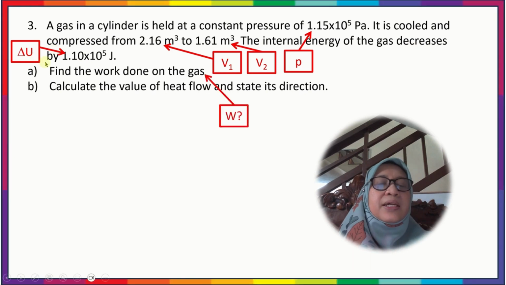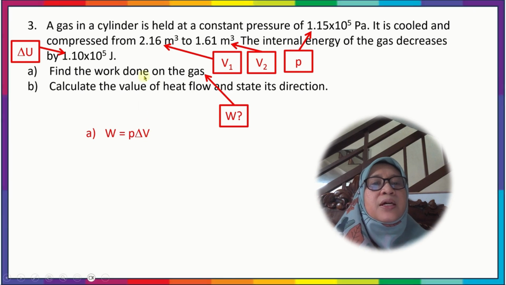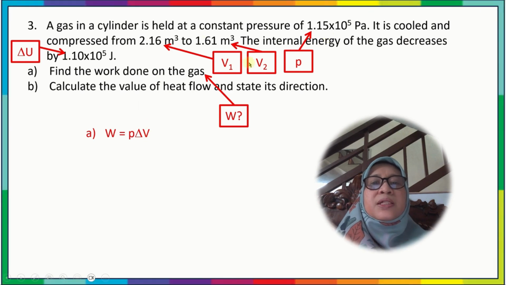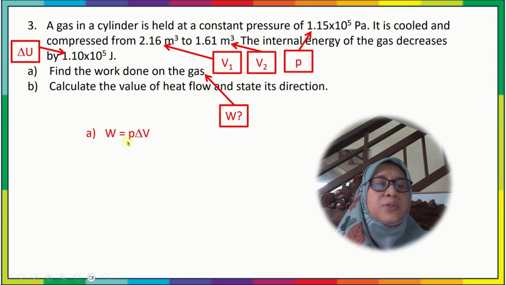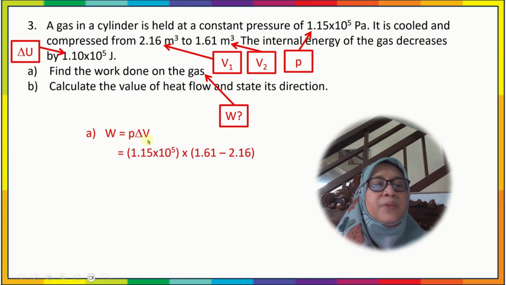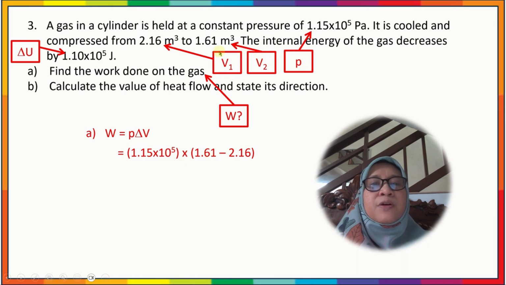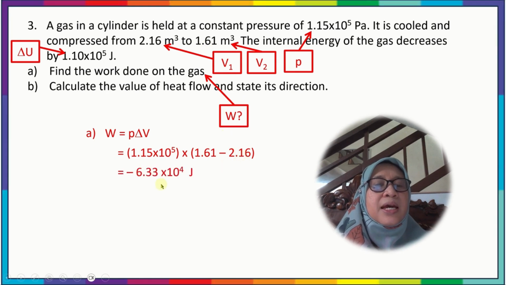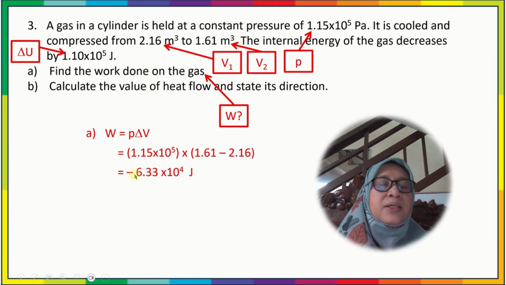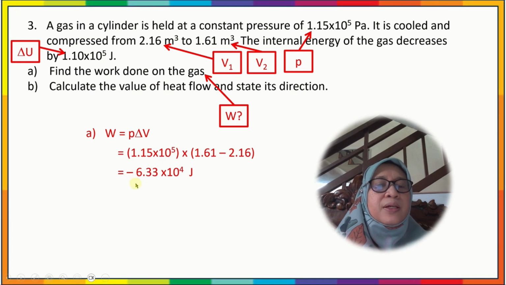Okay, the sign is negative. So we are going to find the work done. Because the pressure is constant, we use this formula: work equals P times change in volume. So pressure is 1.15 times 10 to the power of 5. The volume change is final minus initial, so 1.61 minus 2.16. And the answer we got is negative because this is the work done on the gas. So for work done on the gas, the sign is negative.